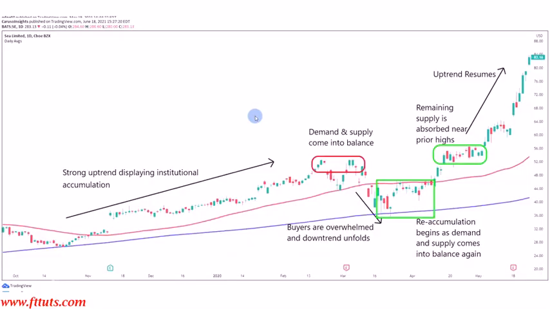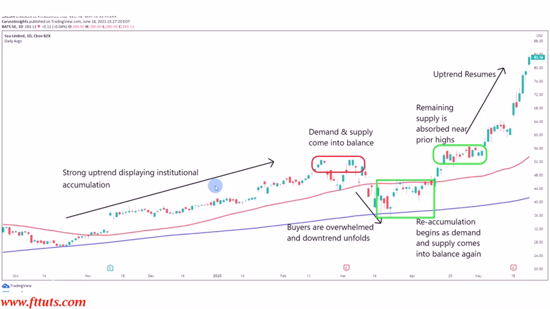So in order to understand how a base comes together and the dynamics at play, let's take a look at how trends unfold and why a base develops. So here we have a chart of C Limited that goes back a couple of years prior to its huge up move after the COVID-19 pandemic. And you can see prior to the base that formed during the pandemic, we already had a strong uptrend, which was displaying that there was institutional accumulation. The market had already recognized that there was a strong growth story going on here.